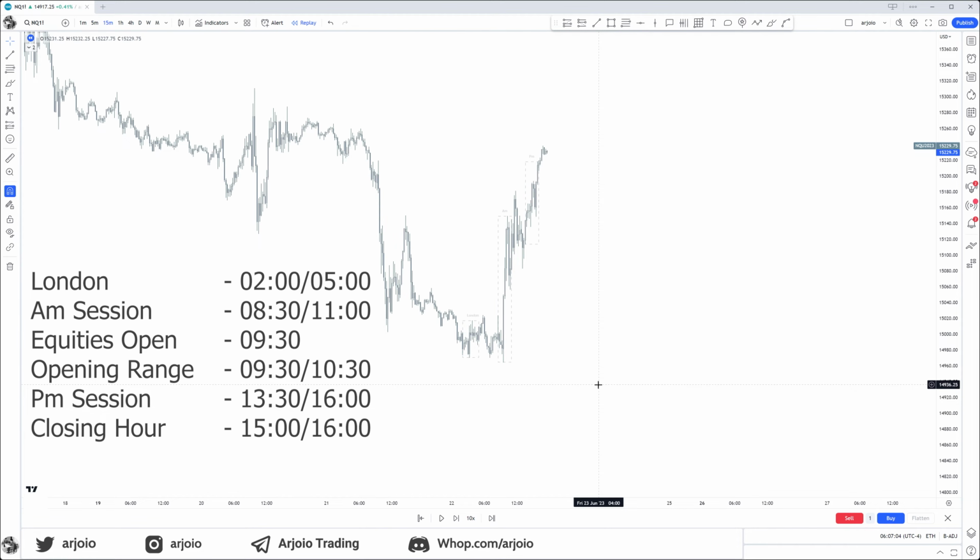In your New York AM session, you have equities open at 9:30 AM. From 9:30 AM until 10:30 AM, you have the opening range. And then from 1:30 PM until 4 PM, you have the New York PM session. Then from 3 to 4 PM, that is called the closing hour.